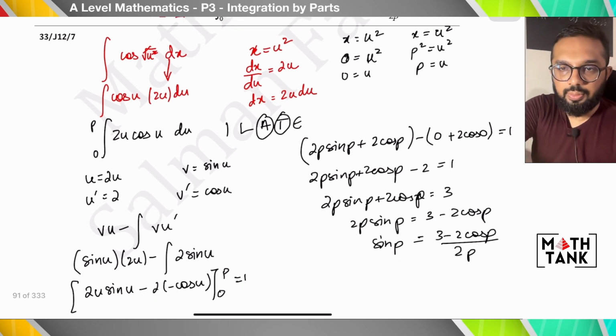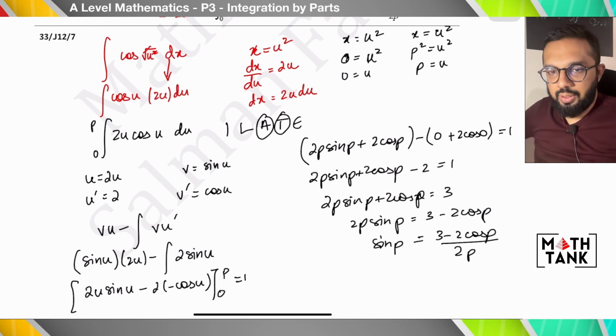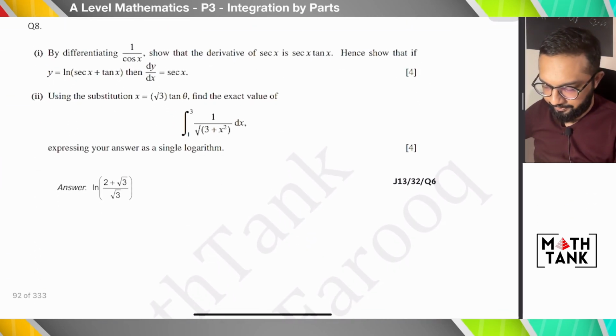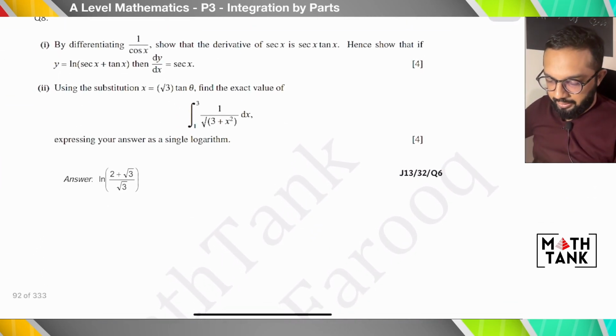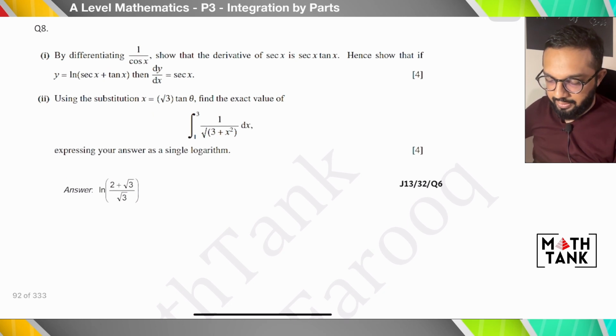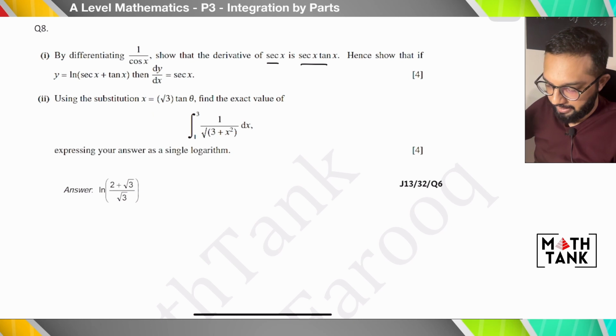Moving on to the next question. Okay, this one says by differentiating 1 over cos x, show that the derivative of sec x is sec x tan x. Show that if y equals this, then dy over dx is that. Okay.